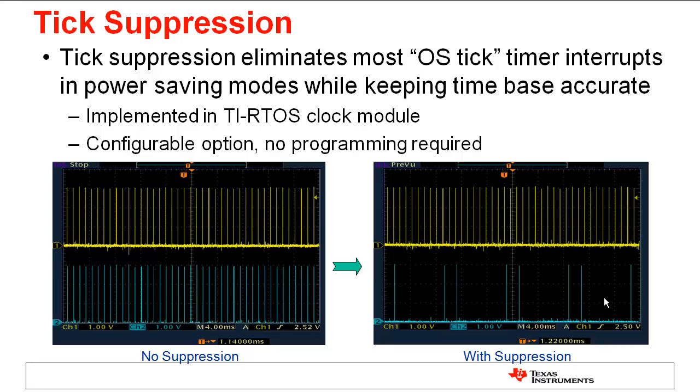So this shows you that tick suppression is really a very useful feature in low power mode. And the TI-RTOS implementation is really straightforward. It's purely a configurable option where you just set the tick mode to dynamic, and there's no need to be programming APIs to turn off ticks and then turn them back on. It's all done automatically for you, so very, very easy to use compared to some other OS implementations.